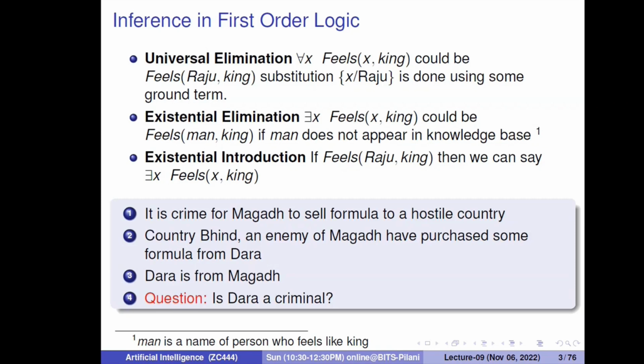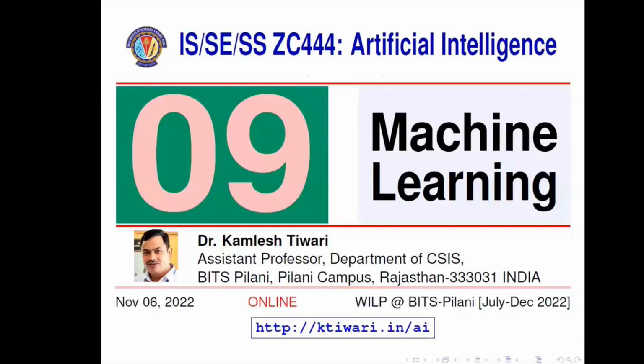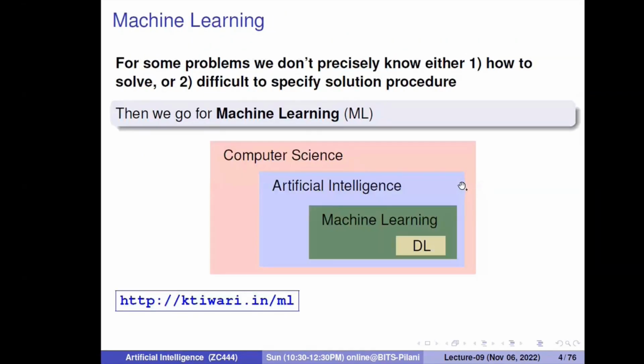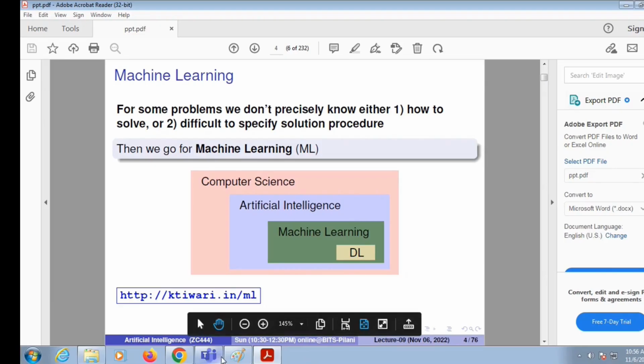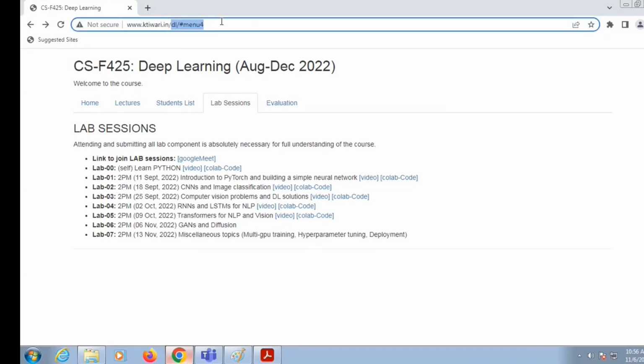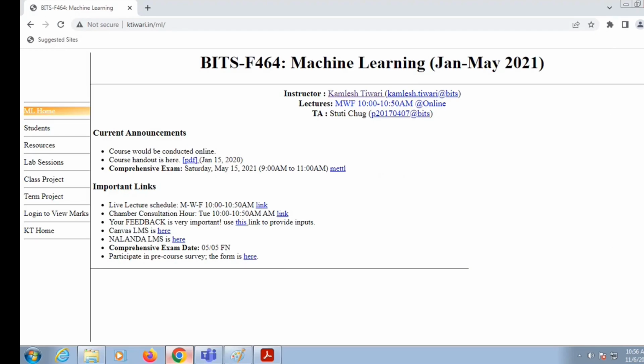Correct. So after this part, I would like to go to the things which I brought for this particular class, which is machine learning. So I am going to start the ML part today. Before starting, I wanted to tell you that there is a website, ktiwari.in/ml. In the same way, ktiwari.in/AI is there. This is my machine learning course that I offered, I think, one year back.